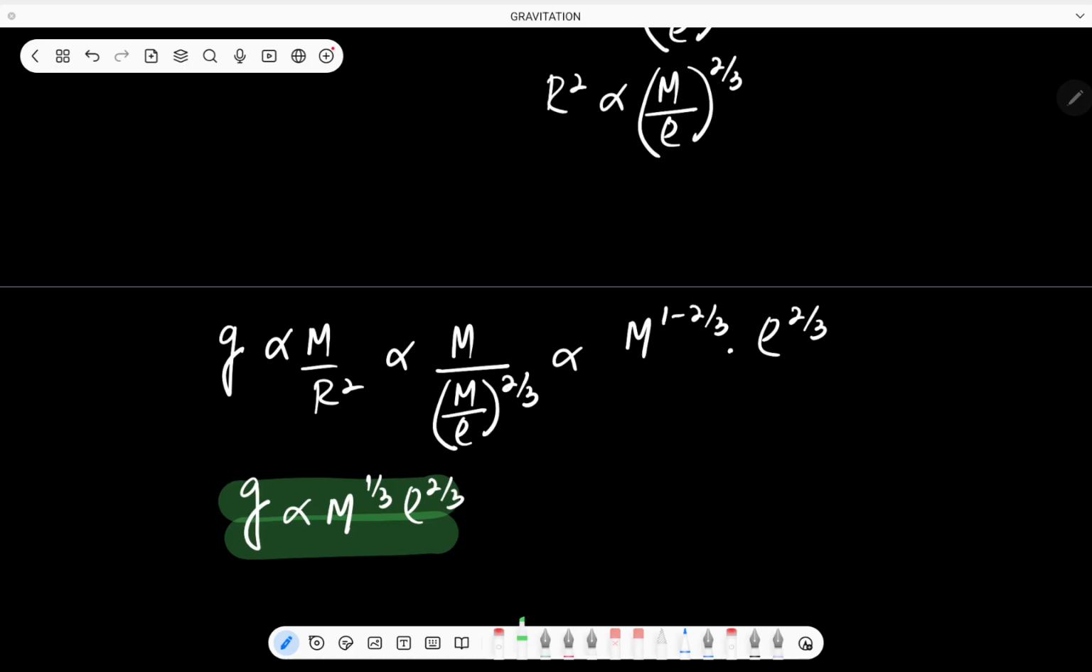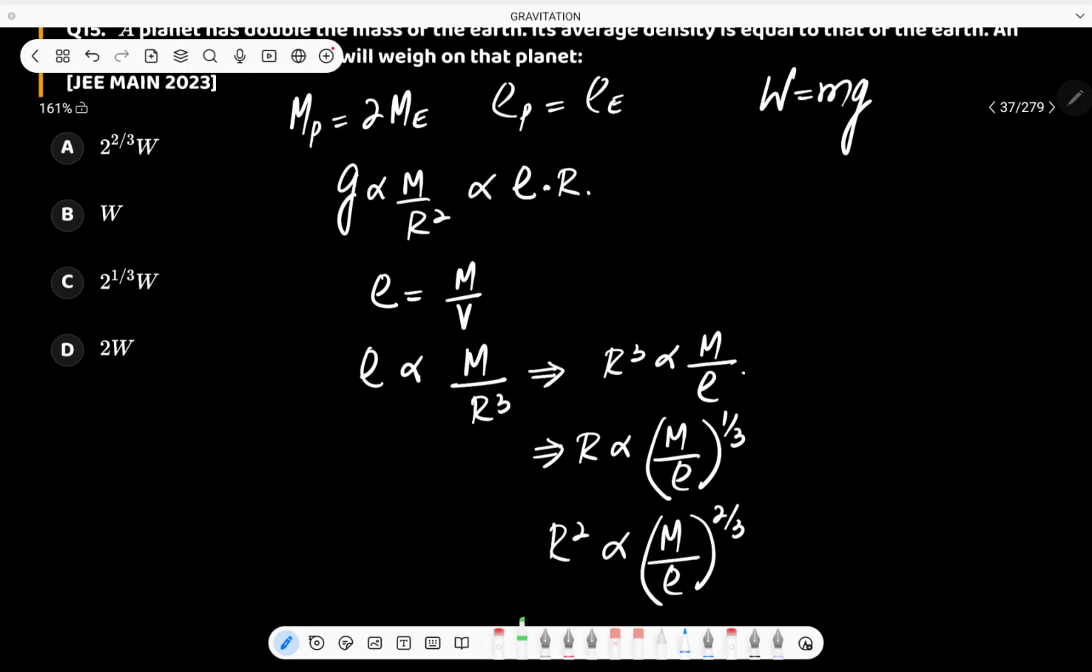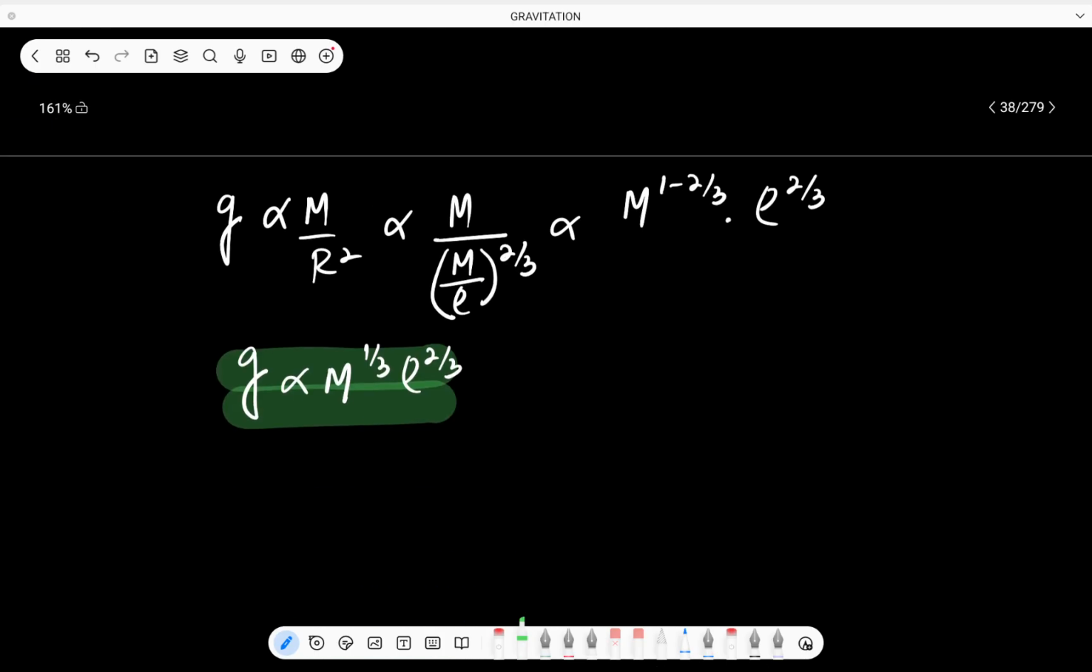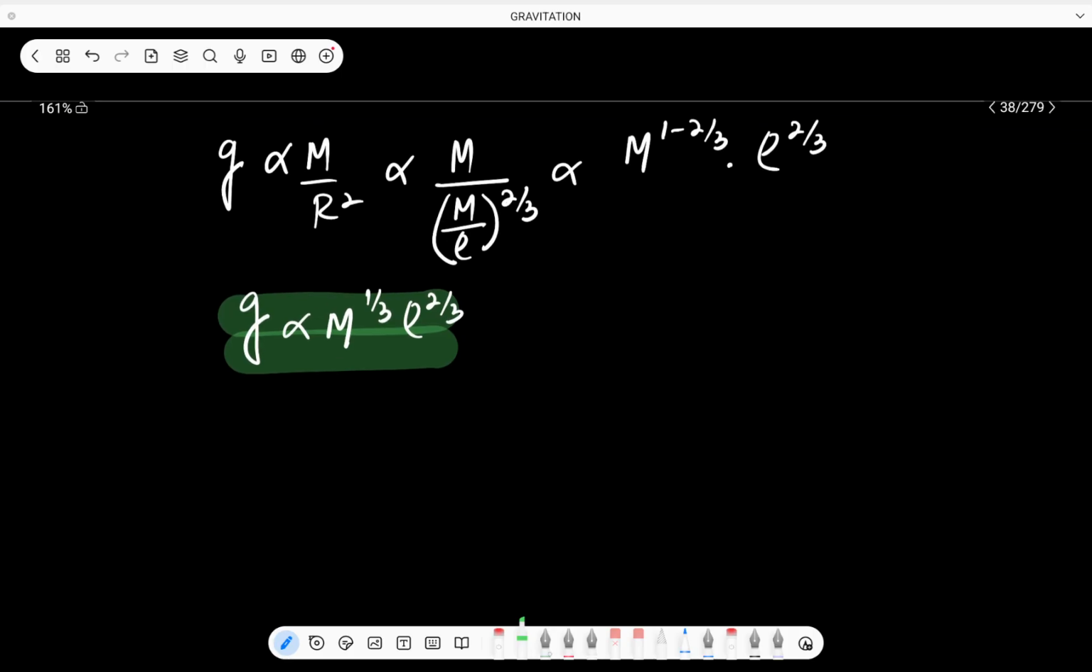This one: acceleration due to gravity depends upon mass and density also. It depends on mass and density. Now since the density is constant, what I can write is that g is proportional to m raised to the power 1 by 3, because it's mentioned in the question that density is constant.